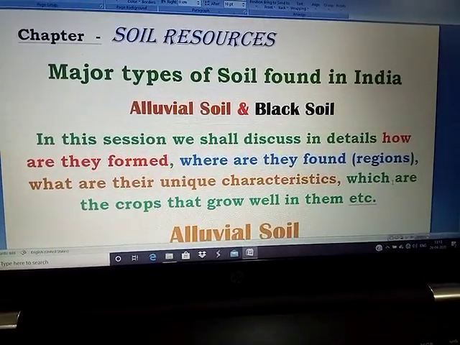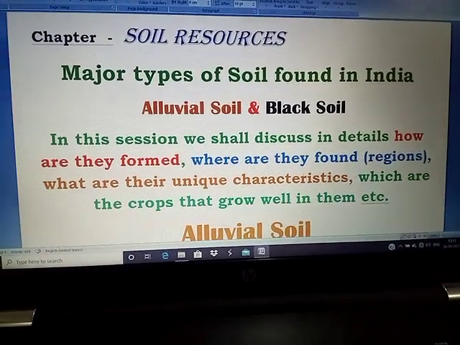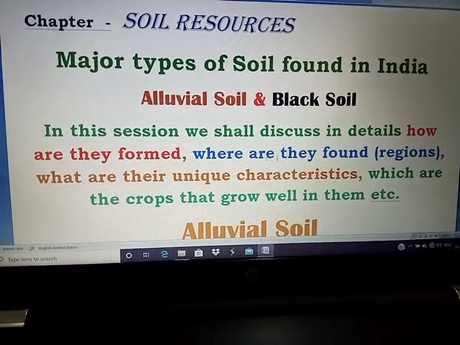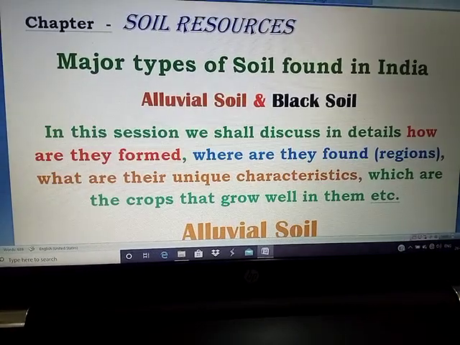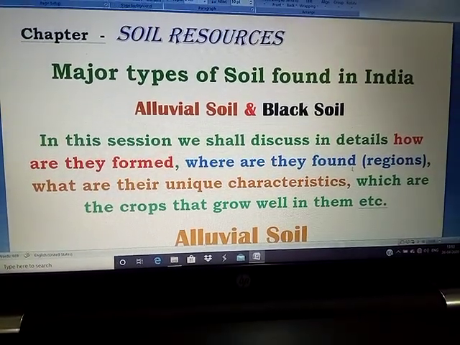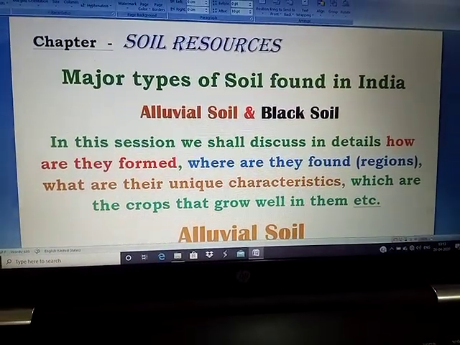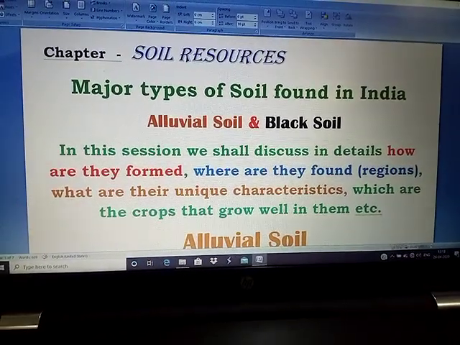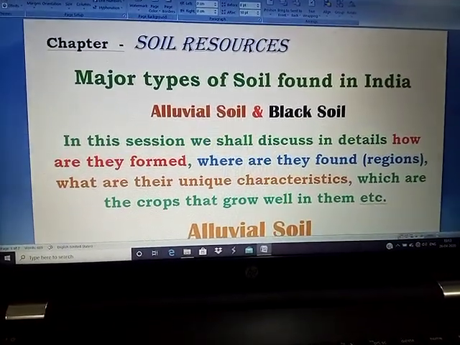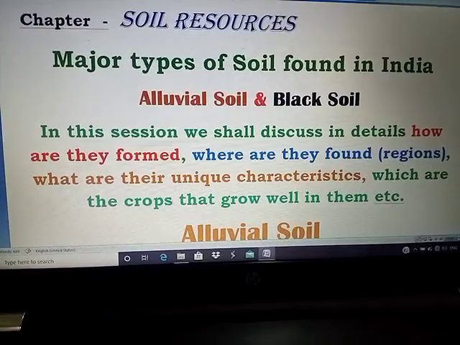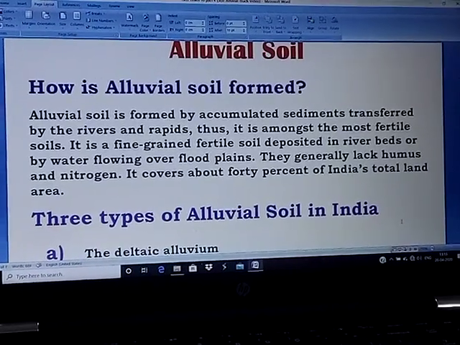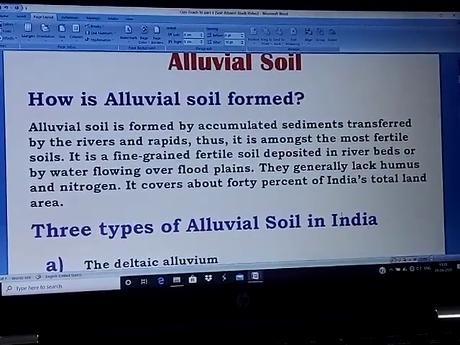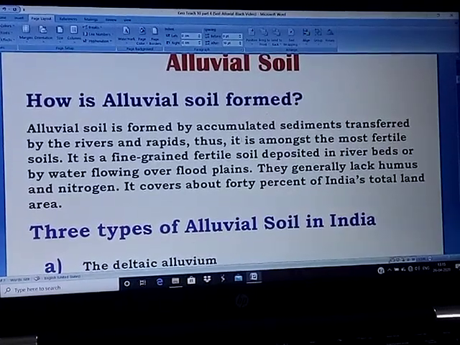What shall we discuss in this session? We shall discuss in detail how they are formed, where they are formed, what their unique characteristics are in the regions, and which crops grow well in them. So the first detailed study is how alluvial soil is formed.